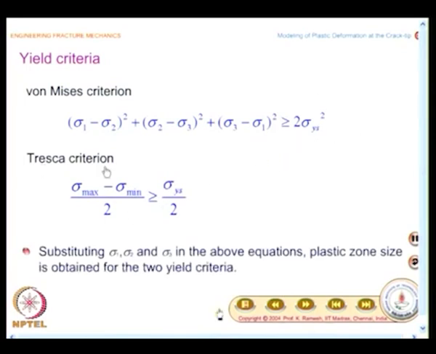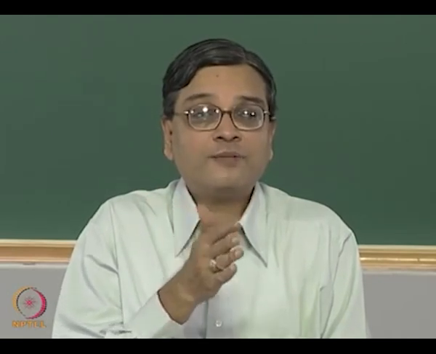And when you go to Tresca criterion, you have to recognize it is not sigma 1 minus sigma 2, it is written as sigma max minus sigma minimum divided by 2, and this becomes important in fracture mechanics problems, because at the crack tip, if you consider the crack tip is sharp, sigma x equal to sigma y. Not only this, both of them are the same sign. When both of them are the same sign, the other minimum stress is 0. So, the 0 plays a very important role.